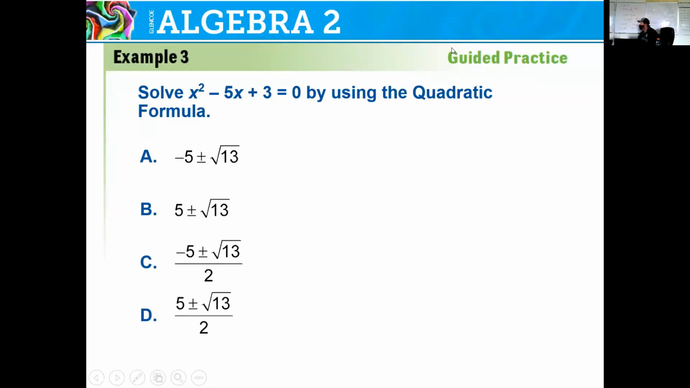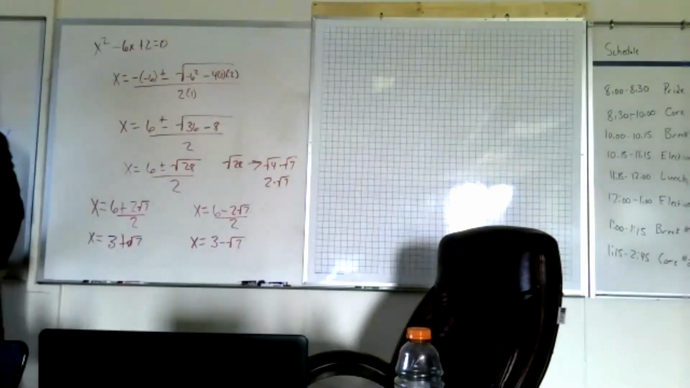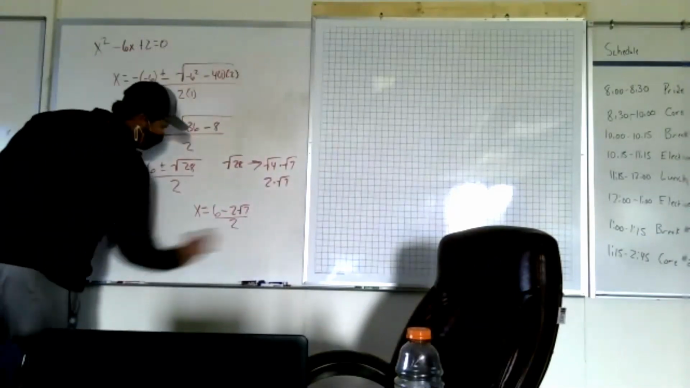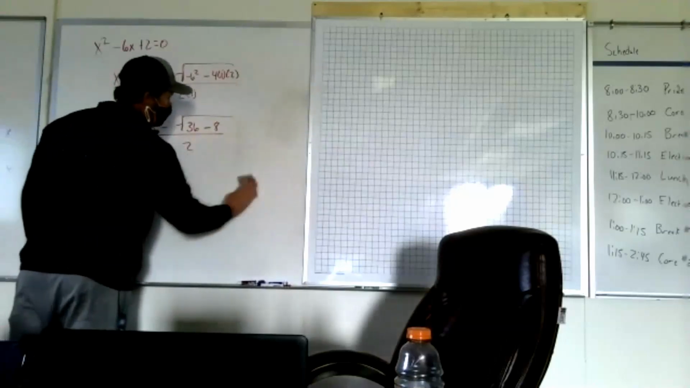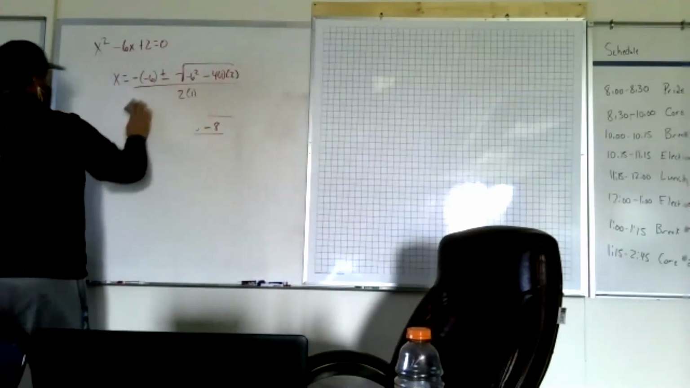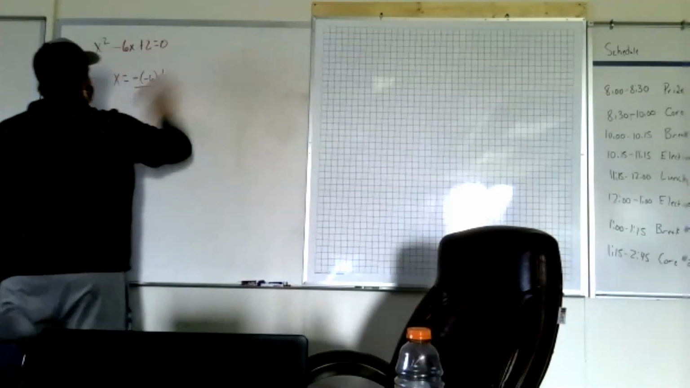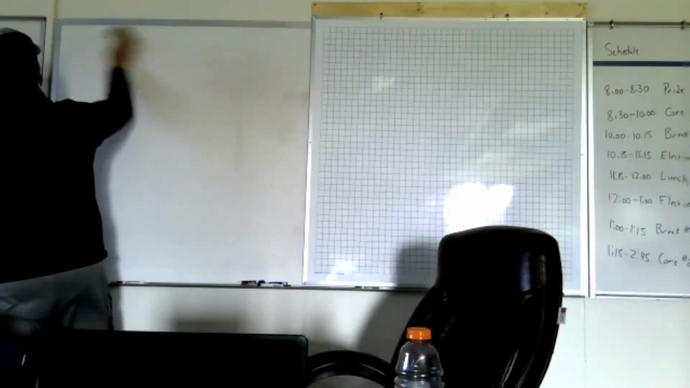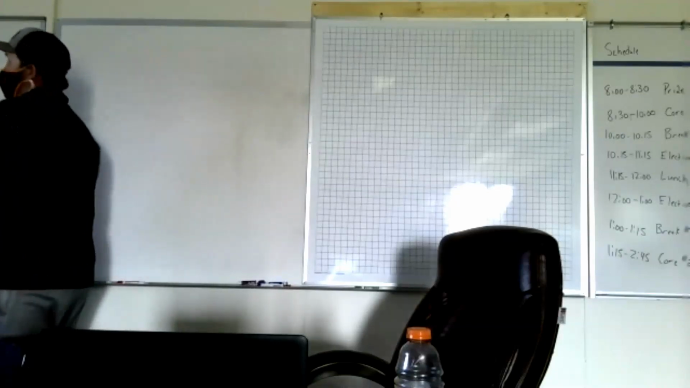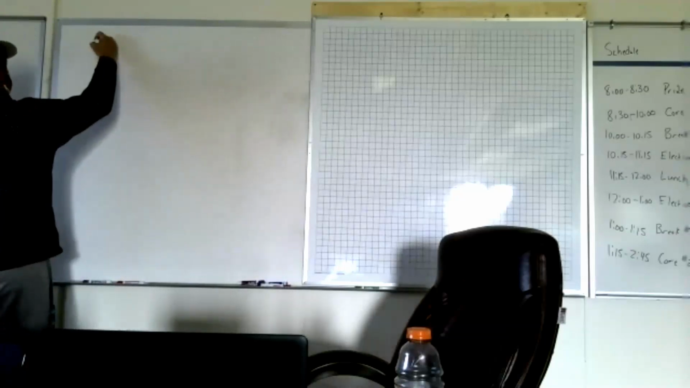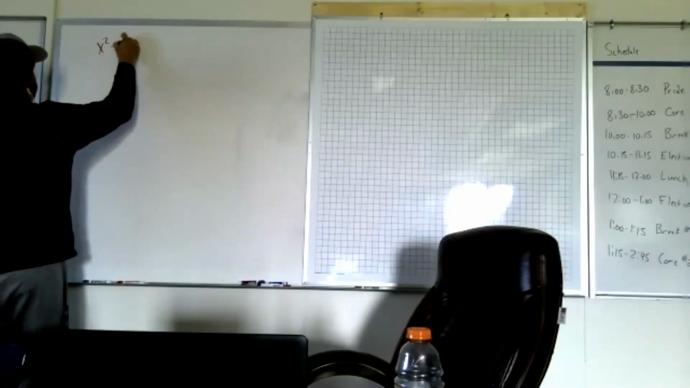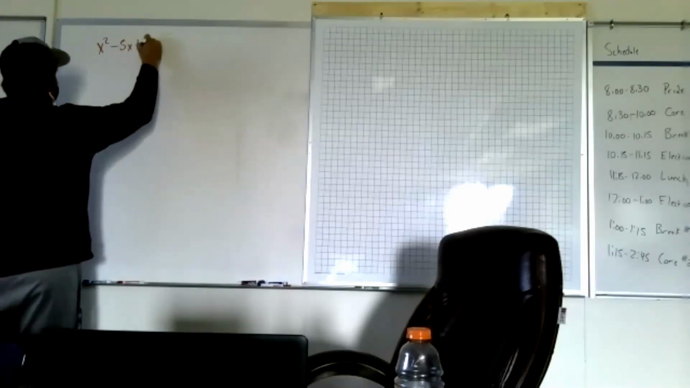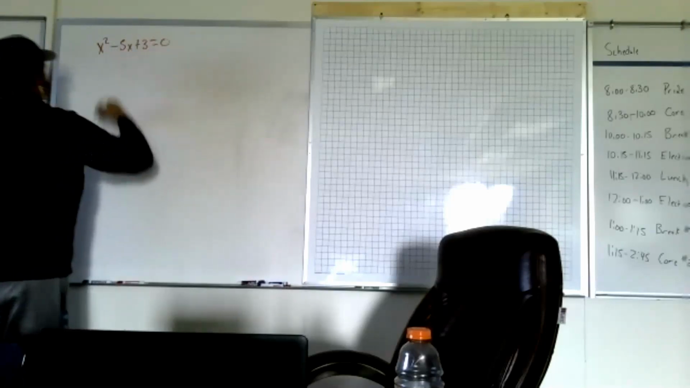All right, knock this one out. So x squared minus 5x plus 3 set equal to 0 using the quadratic formula. Like you can see, it's a very repetitive process, but the nice thing is it's exact and it's pretty simple and easy to work with. x squared minus 5x plus 3 set equal to 0.